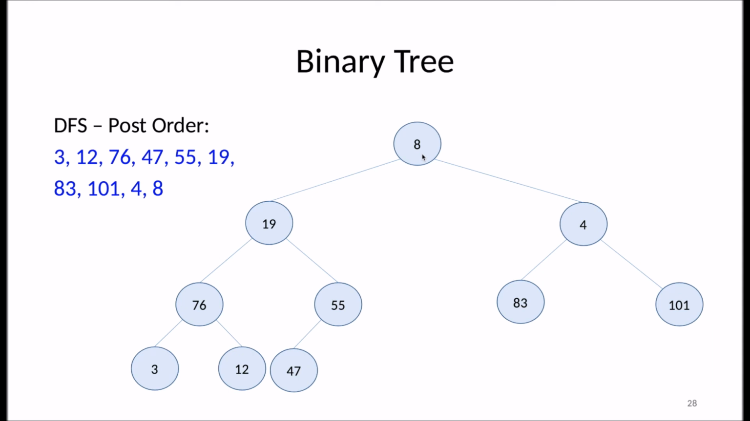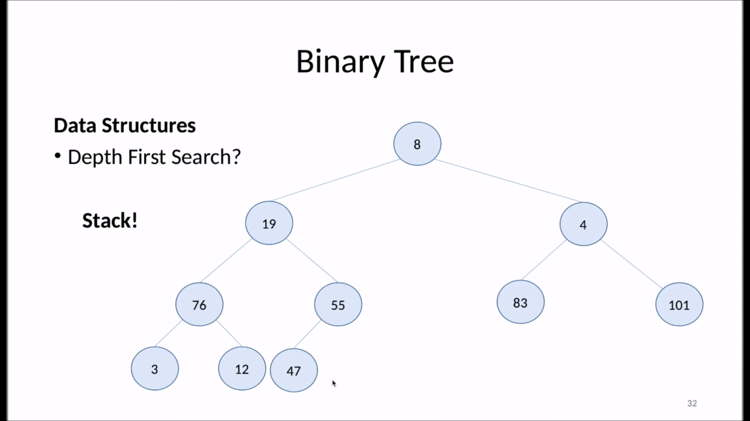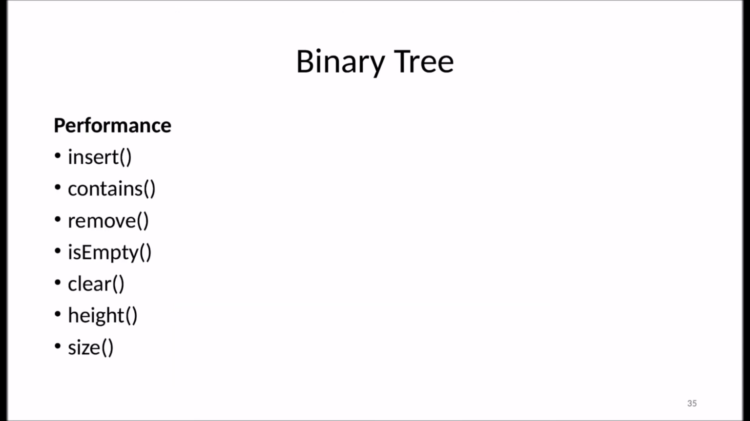So preorder visits the node itself before its children. In-order visits one child, then the node, and the other child. And post-order visits all the children first before visiting a node. Now breadth-first search is basically going level by level. Here we visit 8, 19, 4, then 76, 55, 83, 101, and then 3, 12, 47. How do we implement depth-first search? We use a stack. How do we implement breadth-first search? We use a queue. Now let's look into the performance of binary tree.